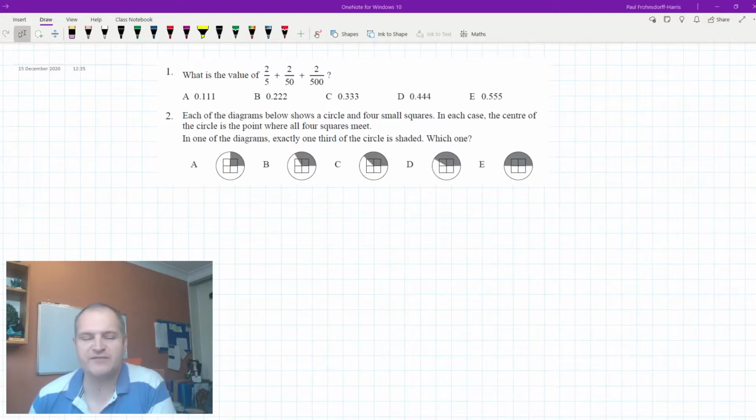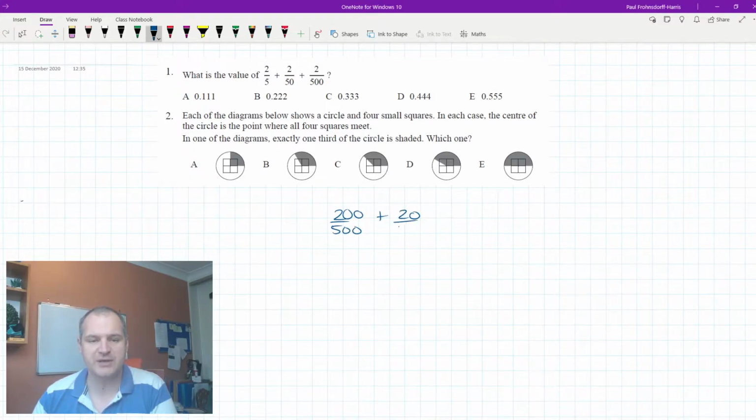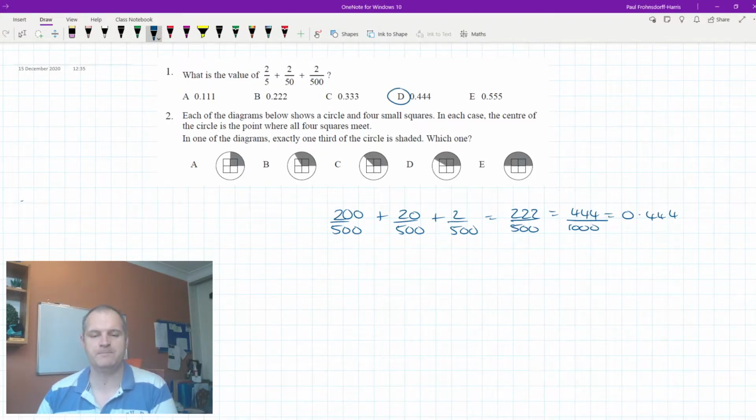As you can see, it says, what is the value of 2/5 plus 2/10 plus 2/500? So the first thing I'm going to do is turn all of these into 500ths. Because when we add, we always want them to have the same denominator. As soon as I've done that, it should be very obvious that it's 222 over 500, which if you want to make it over 1,000, we double everything, is 444, which is why the answer is 0.444, and that is answer D.